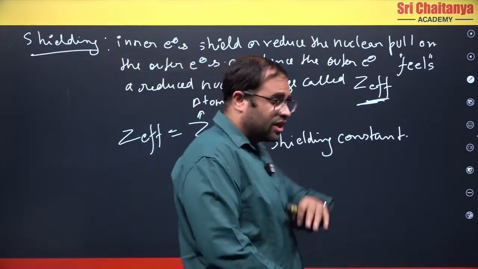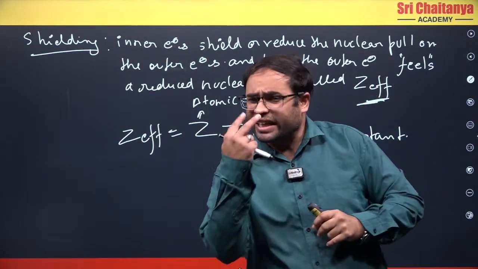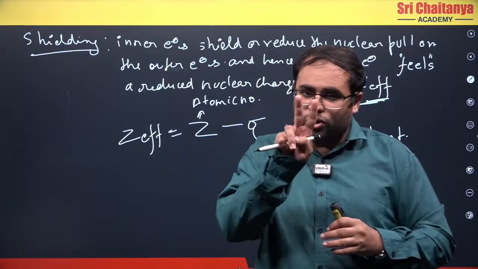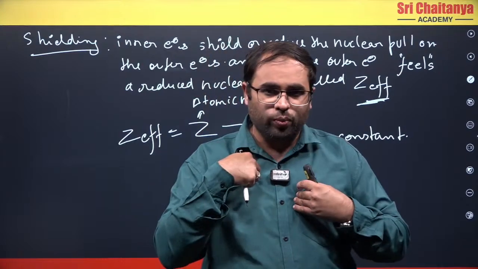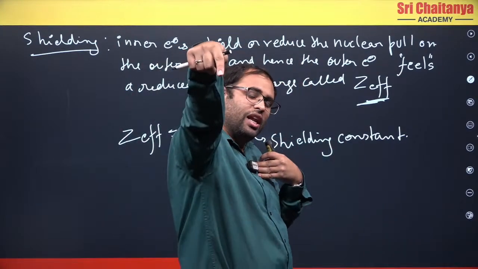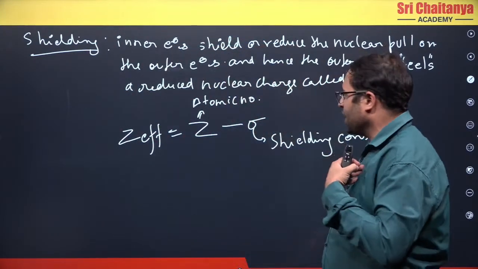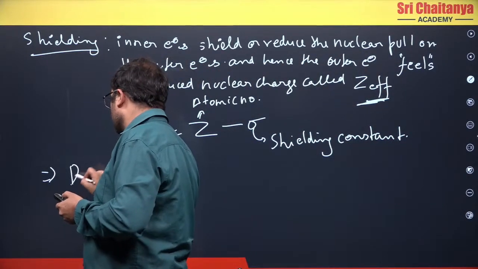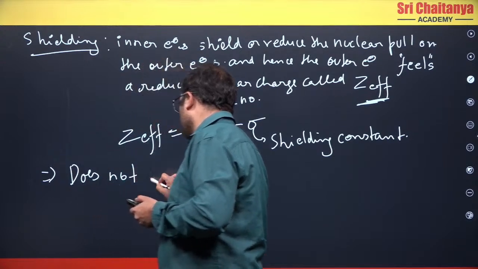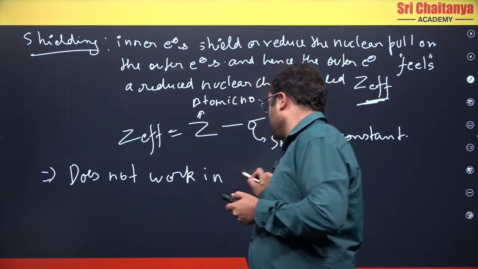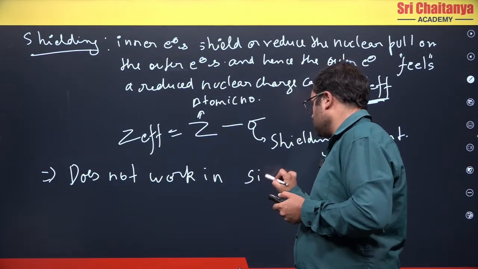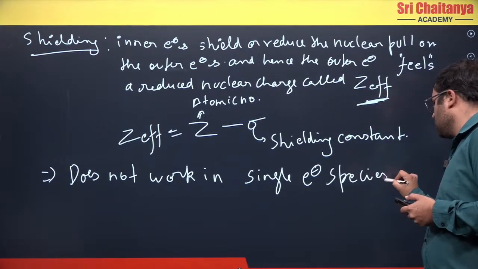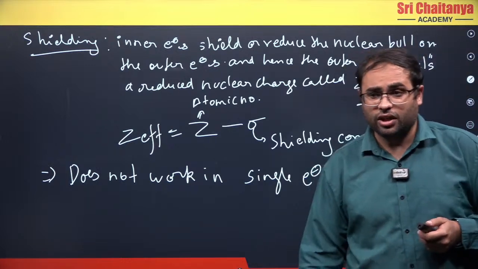Now this shielding effect can operate only when you have at least 2 electrons, right? You need at least one soldier to protect you. So you are one electron and the soldier is another electron. Both are required for protection. That's why this effect does not work in single electron species.